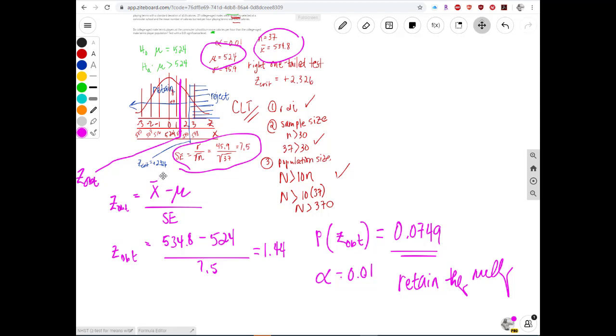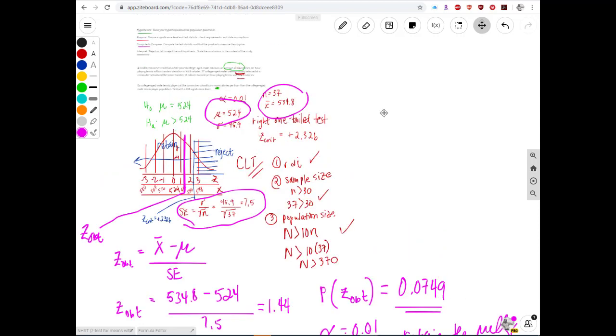So my Z obtained is in the area of retention, and my alpha is smaller than the probability of the Z obtained, so I'm going to retain the null. The final step is to make a decision on whether you're going to reject or retain the null, and also state the conclusion in context of the study.